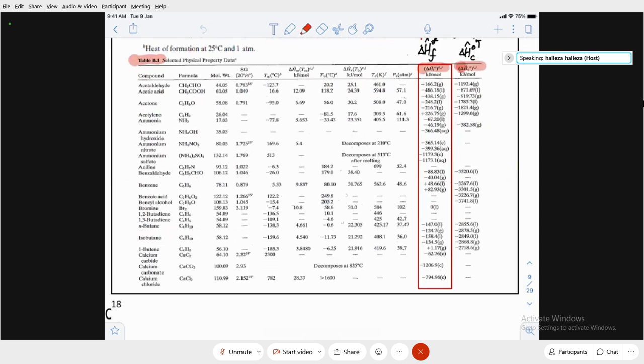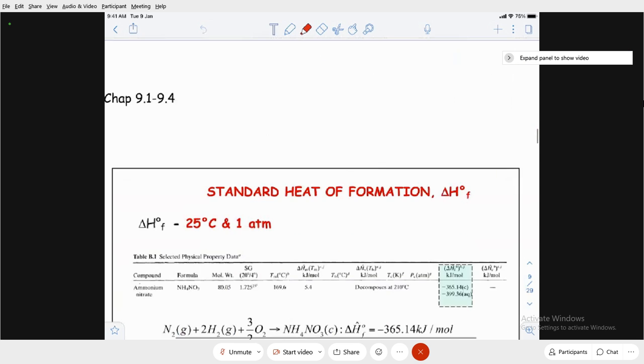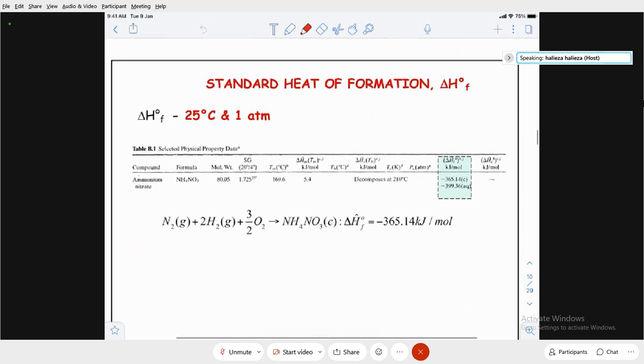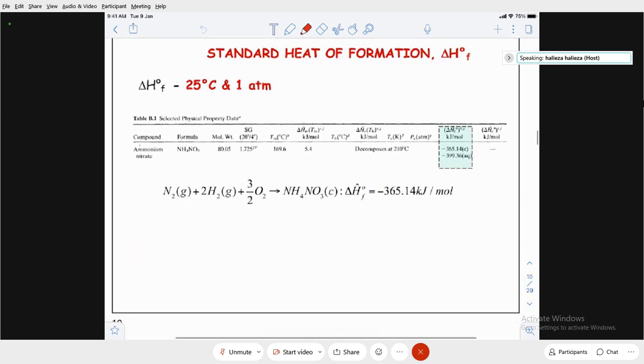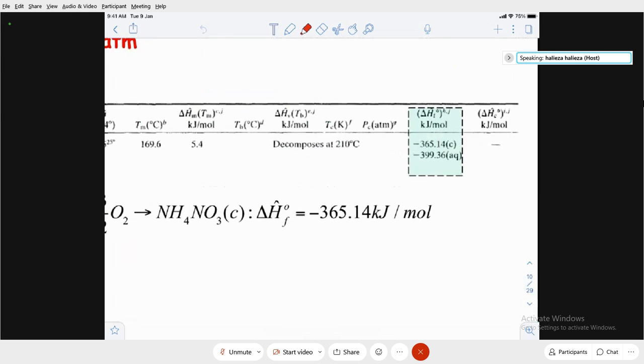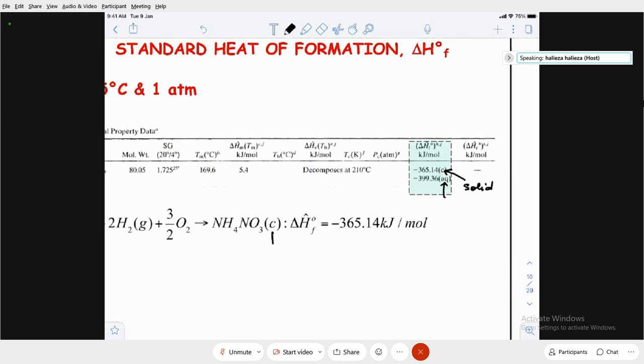Okay, now let's scroll up. This is one example where you can get your heat of formation for ammonium nitrate. Let's have a look at this. There's 2 values here. C implies that it is for solid. Aqueous implies that it is mixed with water. Okay, so there's a difference. So for this case, it is solid. So you'll be looking at the first value, the heat of formation.